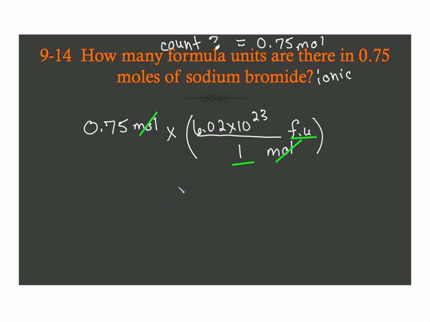And if we do that algebra too, we really should have just 2 sig figs here. So I'm going to put 4.5 times 10 to the 23rd formula units of NaBr.